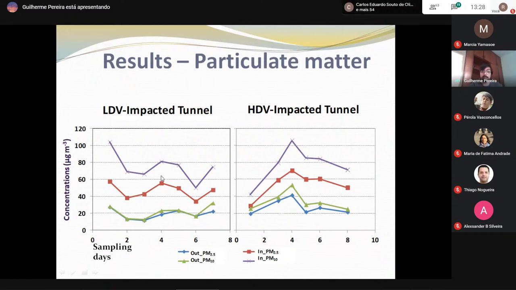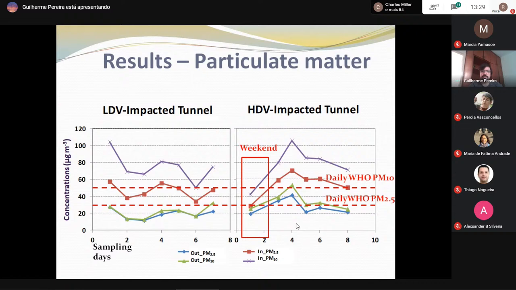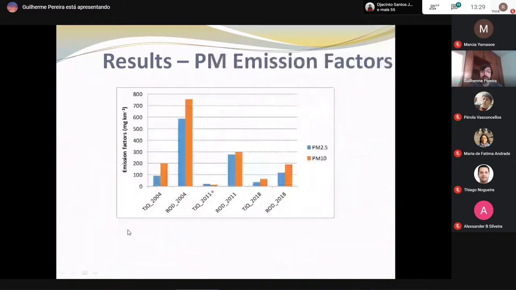And here we have particulate matter, both PM10 and PM2.5, for the tunnel campaigns, for the whole campaigns. Here, the higher ones are inside the tunnels, and the lower ones are outside the tunnels. We see a reduction on weekends, and as expected, all the concentrations inside the tunnels were above the World Health Organization limits for PM2.5 and PM10, which are 50 micrograms per cubic meter.